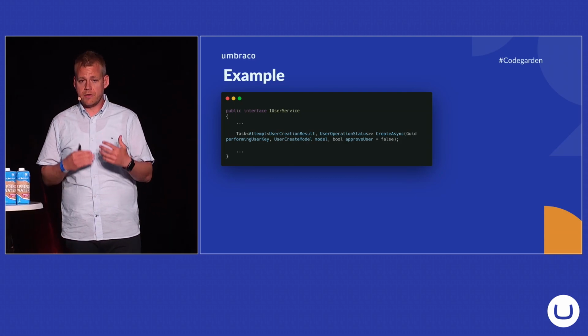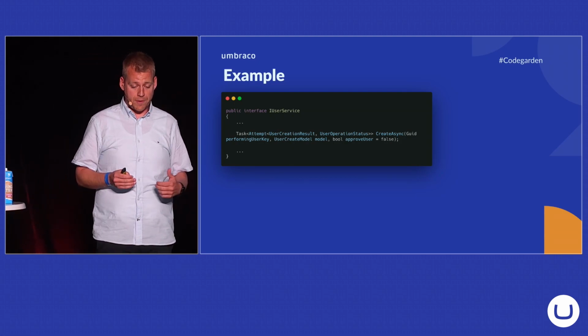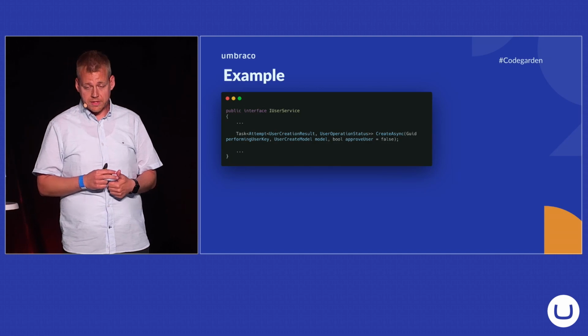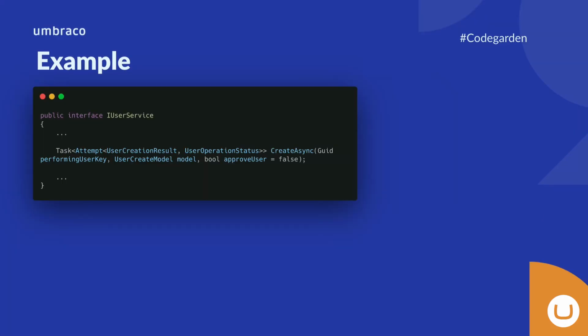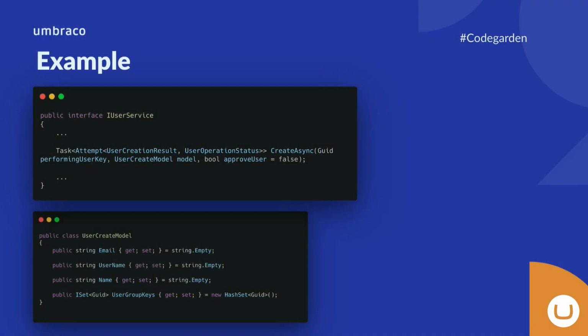But let's look at a real code example. So consider you want to create a user programmatically. You will go to the user service interface. You'll now have a create async method. Because it's async, it returns a task of an attempt with a user creation result and a user operation status. As input, it takes a user create model together with information about the performing user and whether the user starts approved or not. The user create model is super simple. It's only primitive types or a set of primitive types.